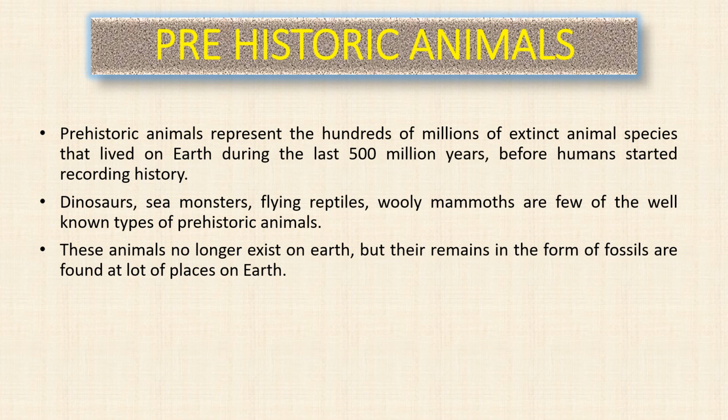Dinosaurs, sea monsters, flying reptiles, and woolly mammoths are a few of the well-known types of prehistoric animals. These animals no longer exist on the earth, but they remain in the form of fossils, which are found at a lot of places on earth. So let's start and discuss prehistoric animals.